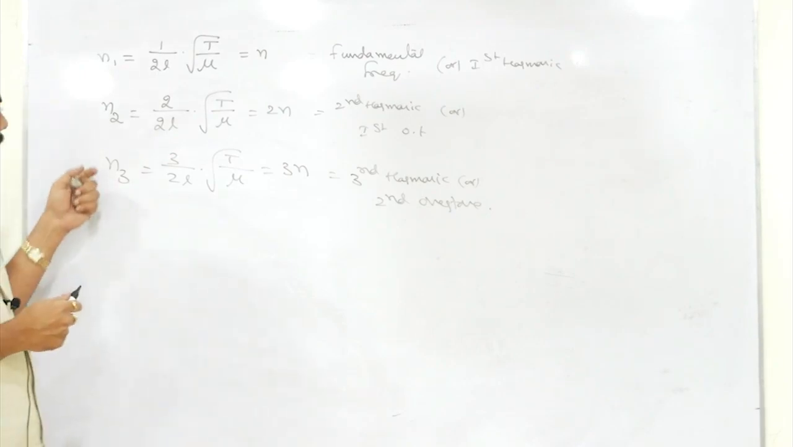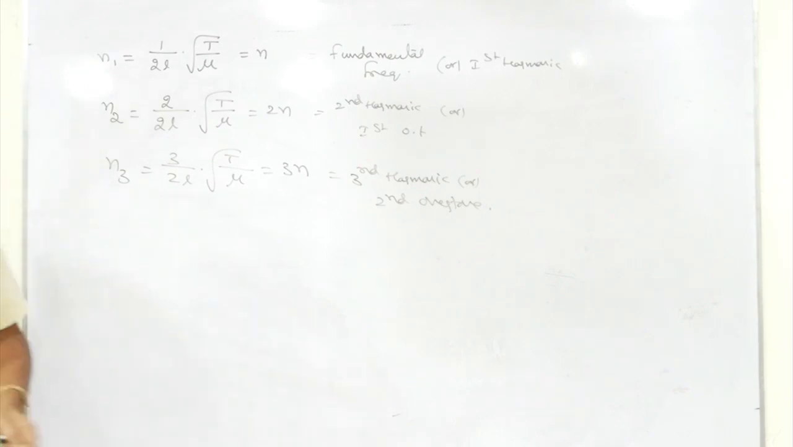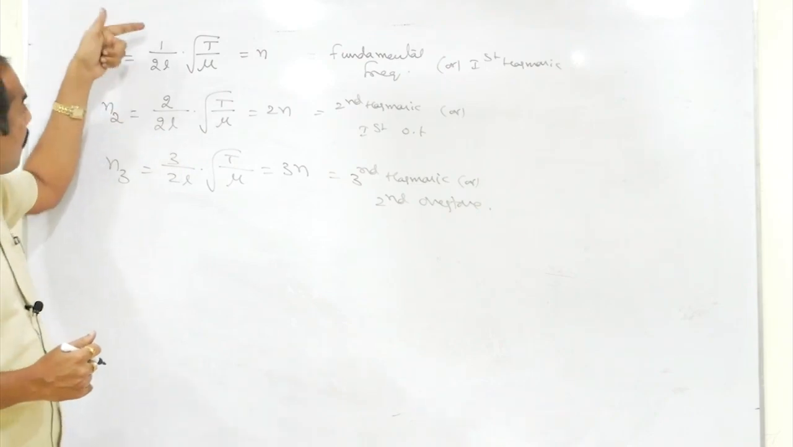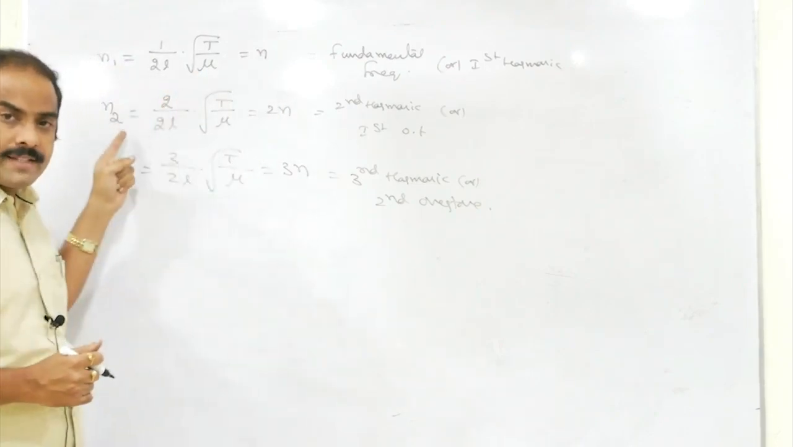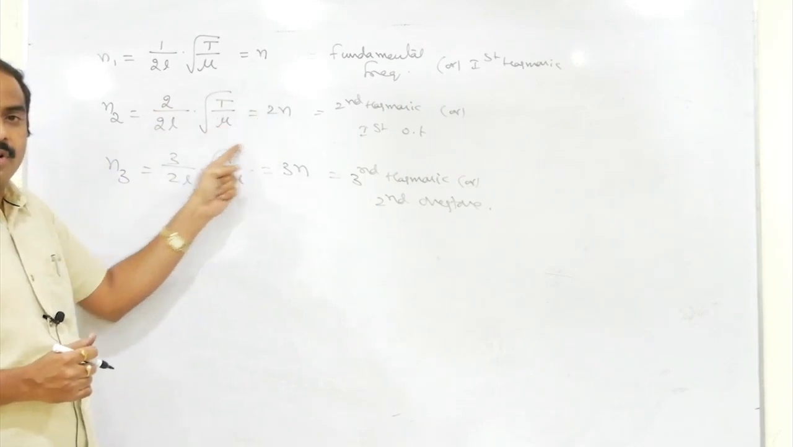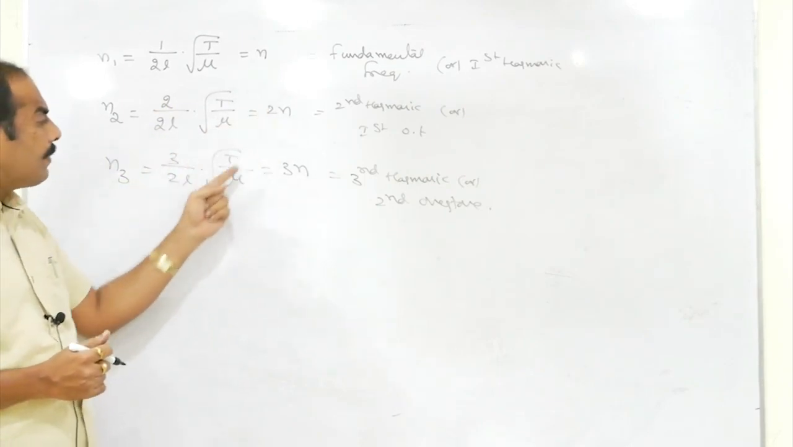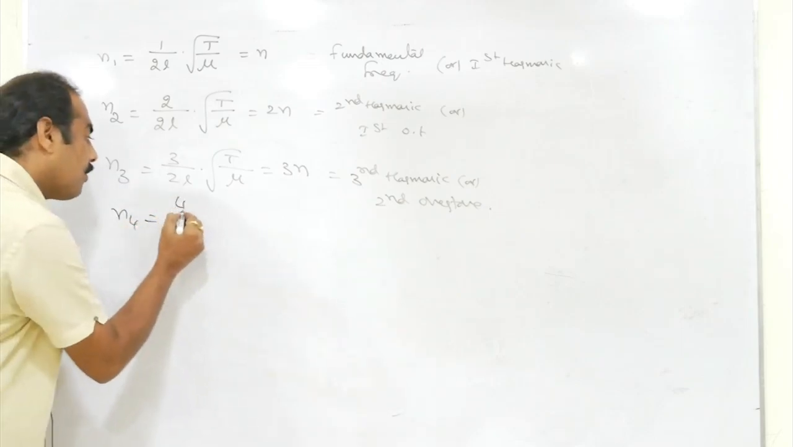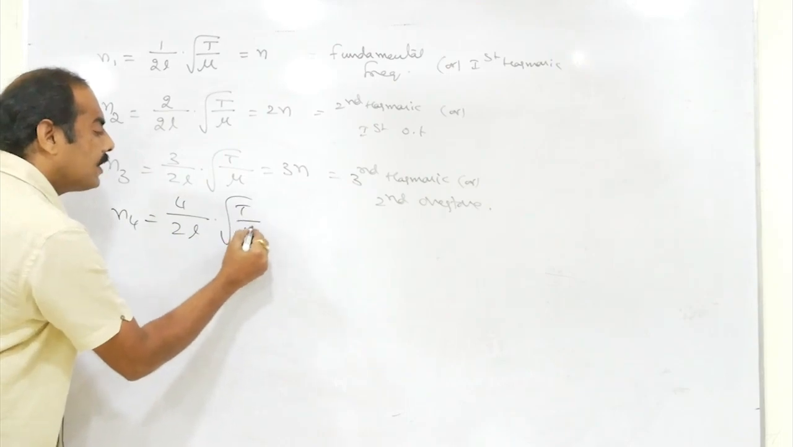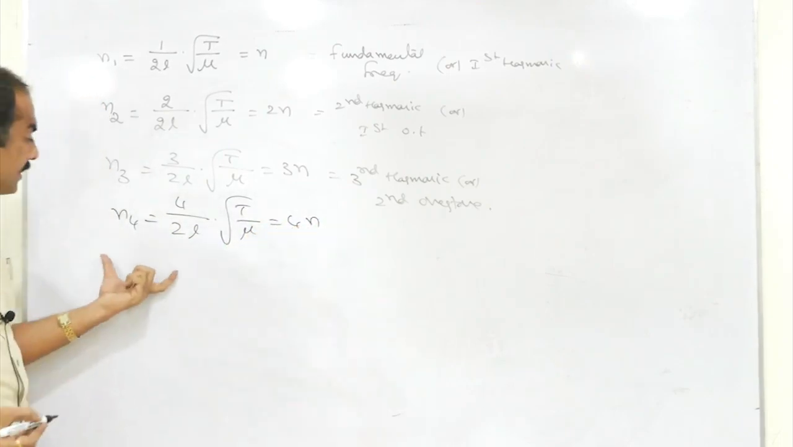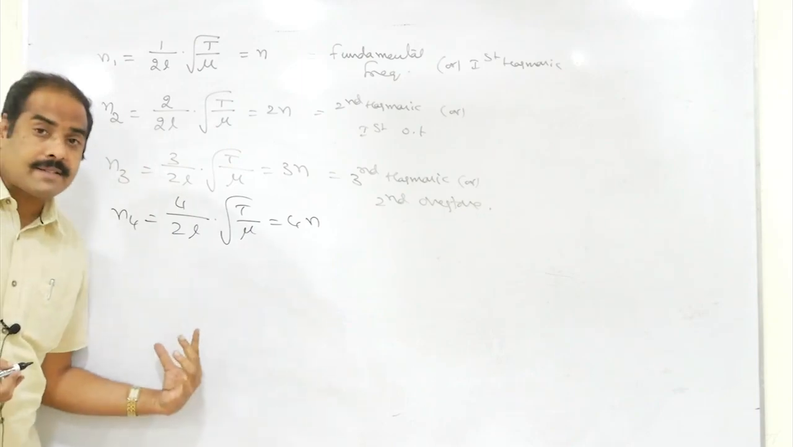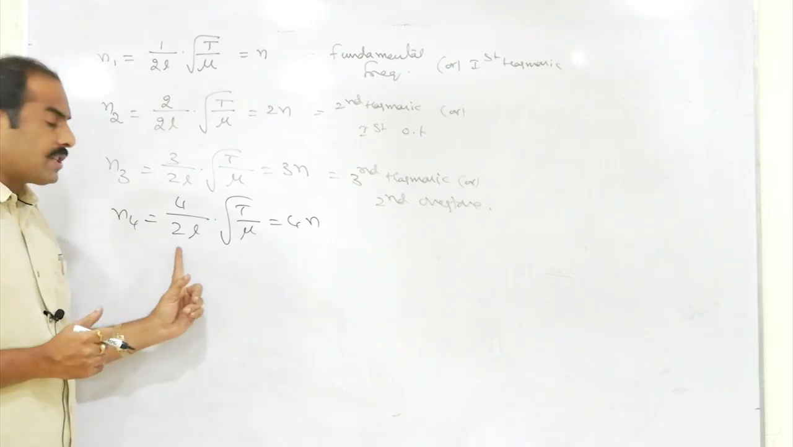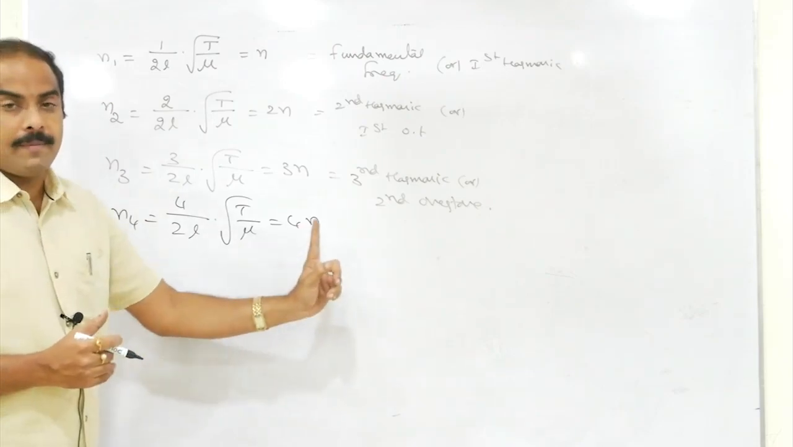Okay. Now, similarly, can you guess the value of N4? What is N1? 1 by 2L into root of T by mu. What is N2? 2 by 2L into root of T by mu. What is N3? 3 by 2L into root of T by mu. Can you guess N4? N4 is equal to 4 by 2L into root of T by mu, which is equal to 4N. Similarly, N5. If the string vibrates with 5 segments, N5 is equal to 5 by 2L into root of T by mu.